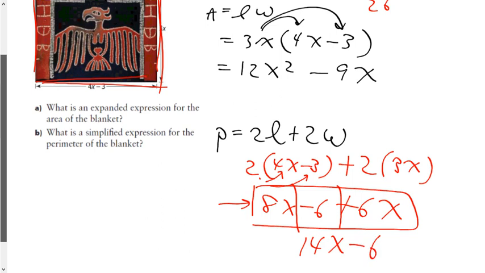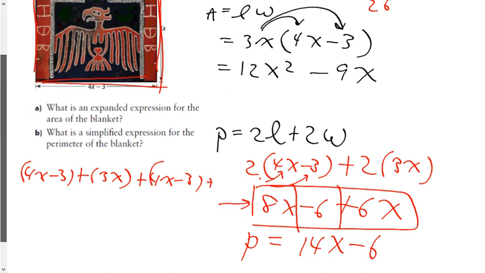And then minus 6 is by itself because there's no other terms to gather with. And therefore, the simplified perimeter of that blanket will be 14x minus 6. Now, you could have also done this. You could have just said 4x minus 3 plus 3x plus 4x minus 3 plus 3x. That would have been the perimeter as well. But because we're using multiplication of a monomial by a polynomial, it's best to use the formula 2L plus 2W instead of side plus side plus side plus side.